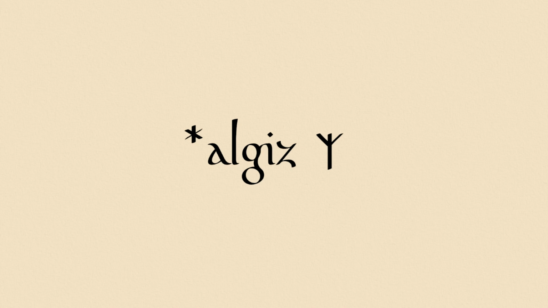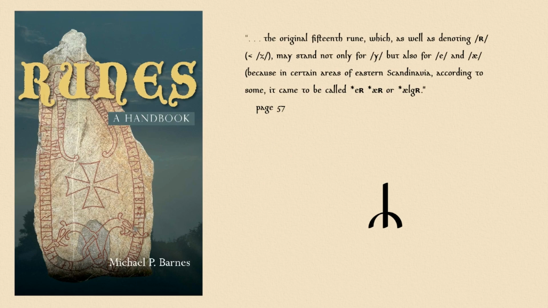So the Z rune in Elder Futhark is often given the reconstructed name of Algiz or something like that. And I used to think that was kind of dumb, but I've changed my mind and I now think that might be a pretty accurate reconstruction. So this is what happened.